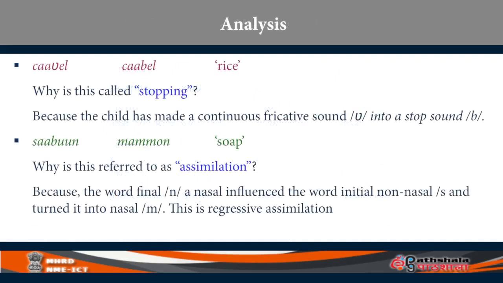If you take chaval becoming chabal, why is this called stopping? Because the child, instead of producing the fricative va, is stopping. It's quite obvious, right? Same thing with sabun, mabun, I have already explained to you, assimilation is taking place. Because na is influencing the production of a non-nasal sa and everything is becoming nasal. It's a regressive assimilation, right?